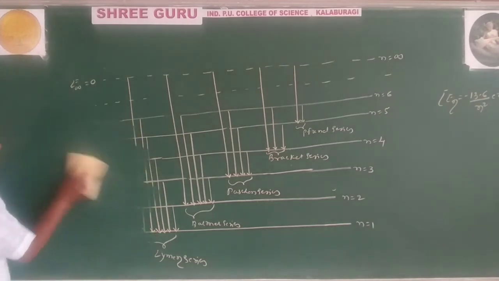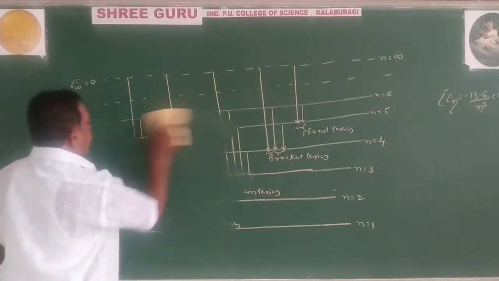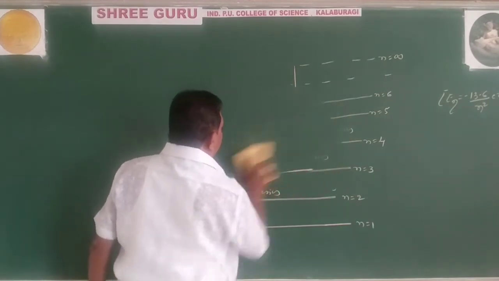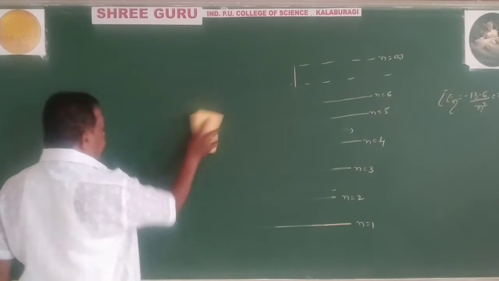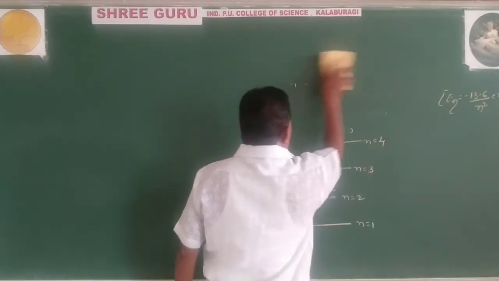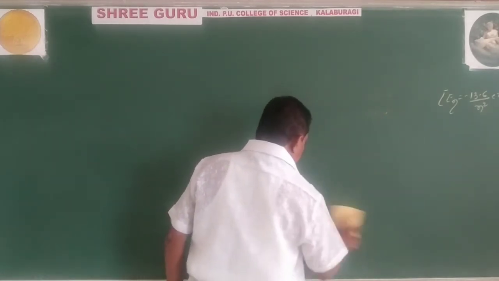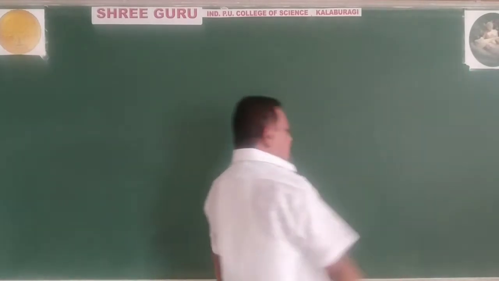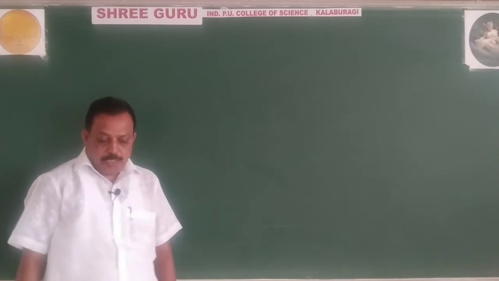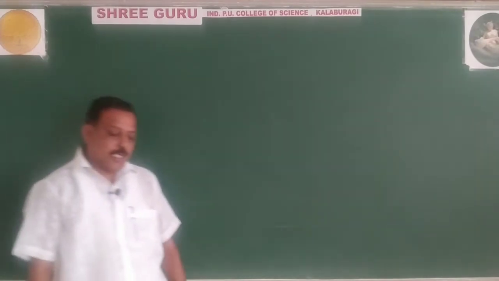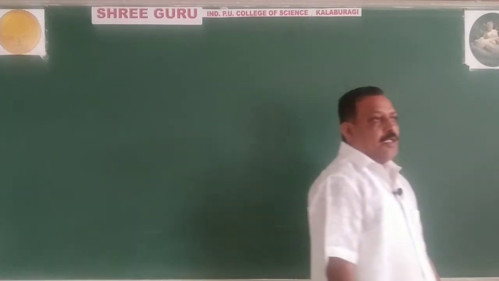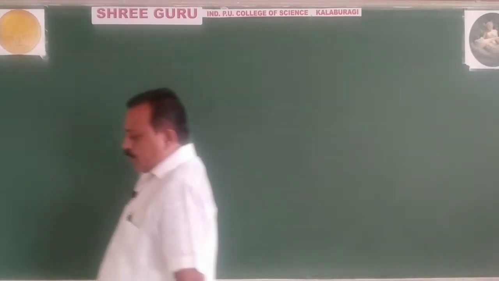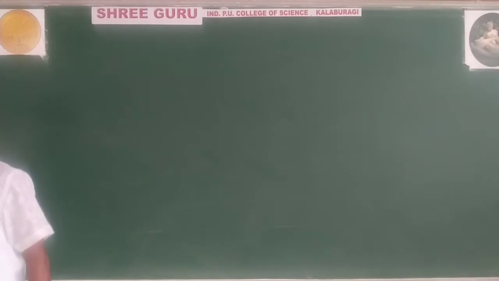I go for some important definitions. There are two terms, one is excitation, another one is ionization. From these two terms we get two more definitions, excitation energy and excitation potential, ionization energy and ionization potential. Then what is that excitation? Then what is the ionization?